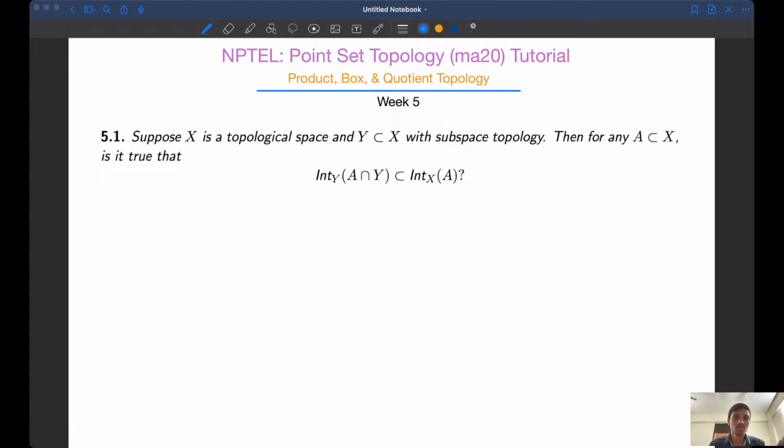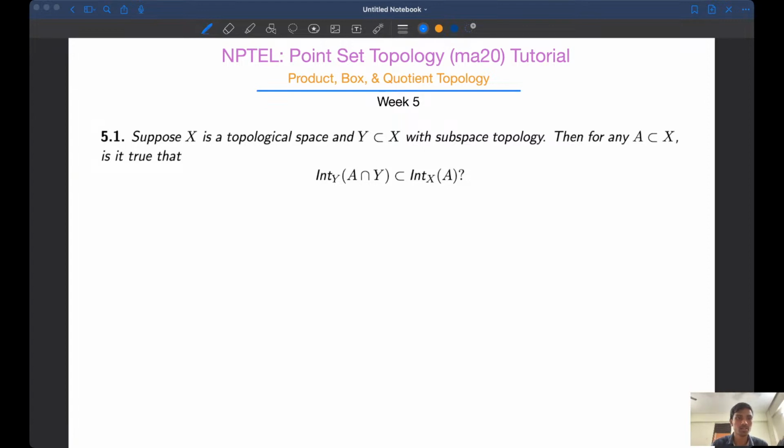So is it true that if you have a topological space X and Y is a subspace of X with subspace topology, and A is any subset of X, then if I calculate the interior of A intersection Y inside Y with the subspace topology, whether that is always included in the interior of A from the original topology in X. So whether this is always satisfied or not.